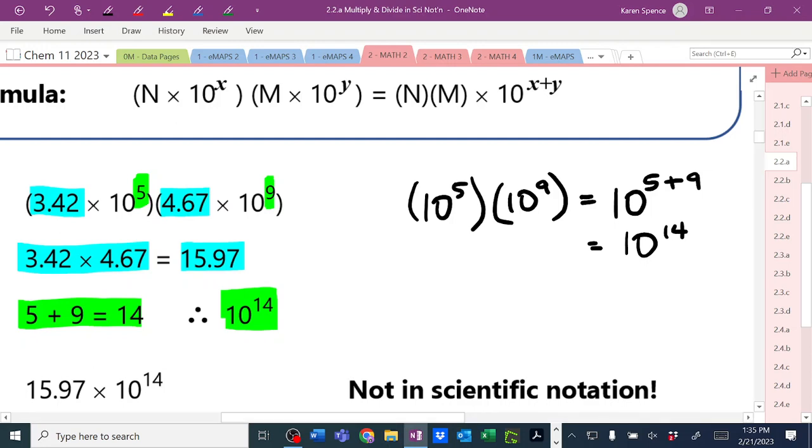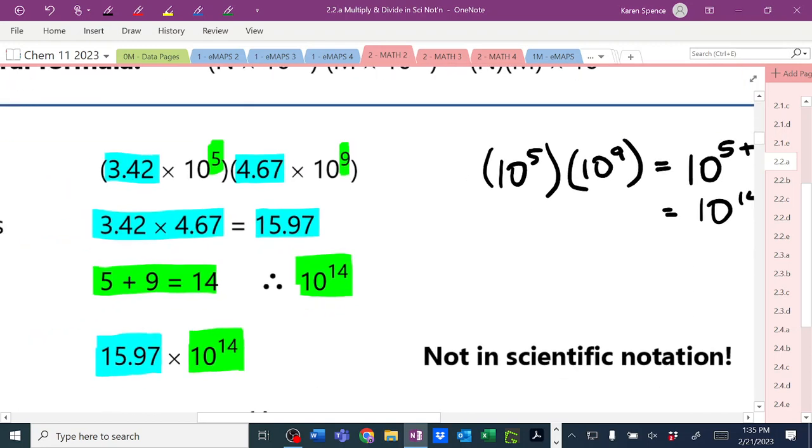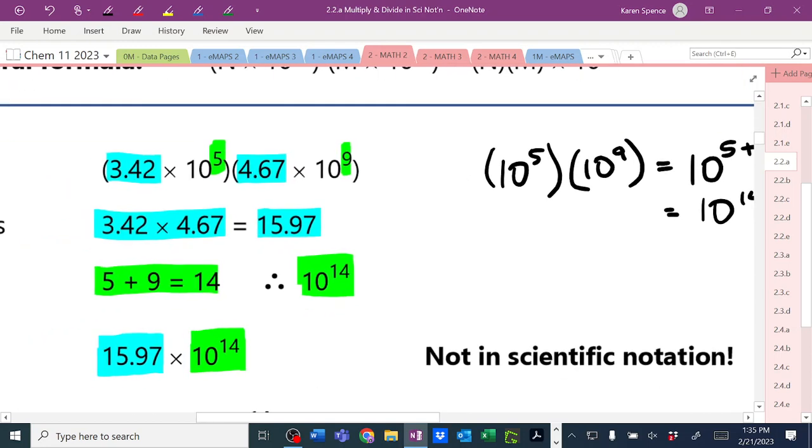So now we have a power of 10 that has been multiplied out, and we have the coefficient, which has also been multiplied out. Now we need to do two things with this number. We need to round it to the correct number of sig figs, and we need to make sure it is in scientific notation. If it's not in scientific notation, we need to change it to scientific notation. We're going to start by finding the correct sig figs.